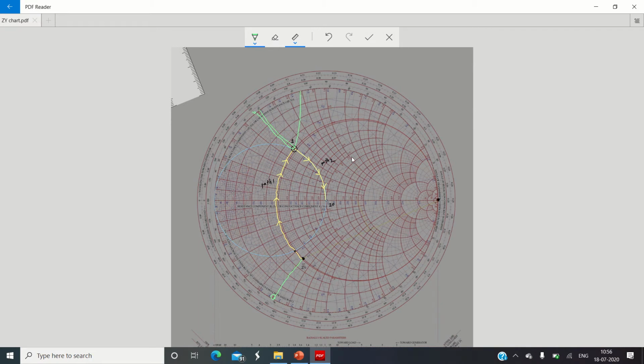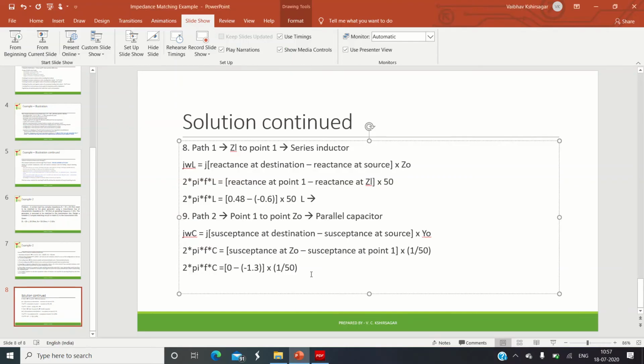So right now the use of the Smith chart is over. This impedance matching circuit will take us from ZL to point 1 and from point 1 to Z0, and when we reach the Z0 point at the center, we will ultimately match the given value of load impedance with the characteristic impedance of the transmission line. Only the part left is to make the calculation and to draw the final circuit. So let us do that. Here you calculate the value of the capacitor.